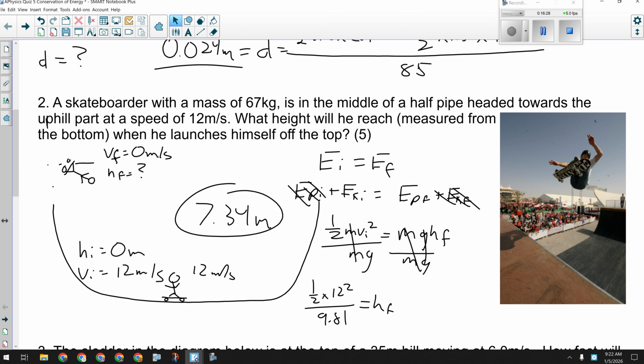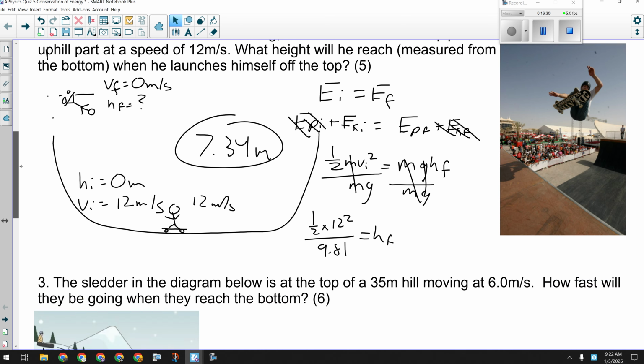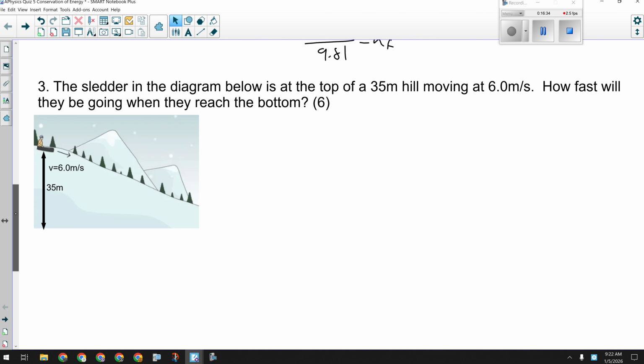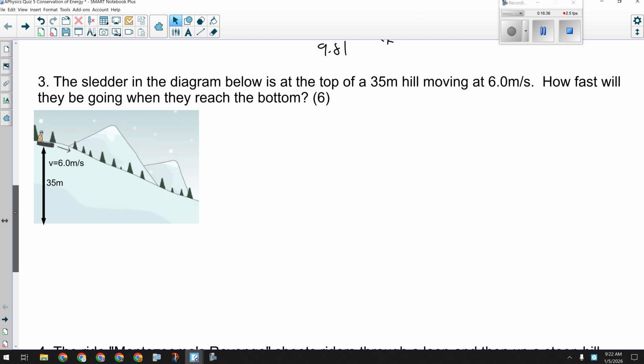All right, let's try one more here. Let's try that one. Then we'll talk about efficiency. If we have time, we'll do another. Okay?